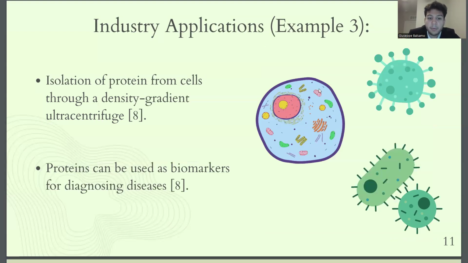Lastly, my last example has to do with how centrifuges can be used to isolate substances, such as protein from cells for extraction. In this instance, a sample of cells is placed in a density gradient ultracentrifuge and spun until the various components of different densities are separated out. Further centrifugation cycles can then be used to eliminate undesirable cellular impurities or to obtain certain cell organelles, such as proteins. This process is usually quite useful for research as proteins are an important biomarker for diagnosing diseases.